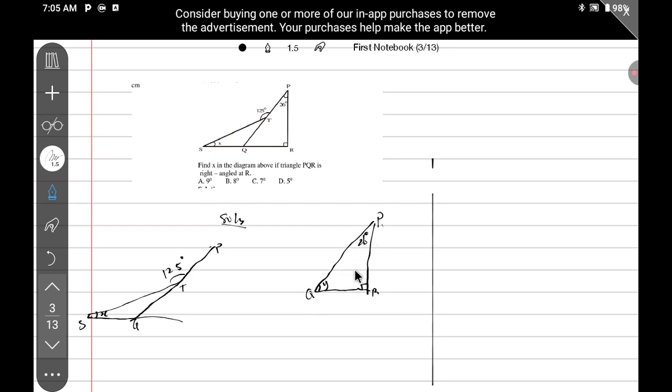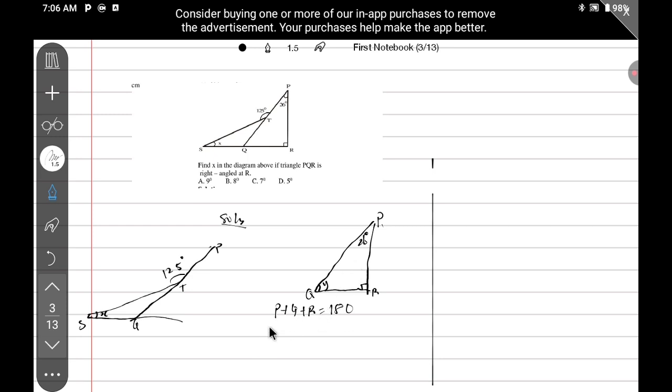You can say it in two ways. The sum of angle P and angle Q will give us the 90 degrees we have here. Or you can say the sum of the angles in a triangle is equal to 180 degrees. So let's use that. The sum of angle P, angle Q, and angle R is equal to 180 degrees. That is the sum of the angles in the triangle.